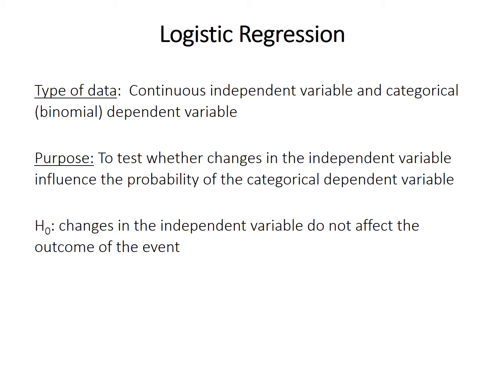It's designed when you have at least one continuous independent variable and a categorical dependent variable. And so the dependent variable must have only two levels in that category. So it's binomial or binary. Like other regression methods, the purpose of logistic regression is to test whether the independent variable, the continuous one, has a causal effect on the outcome of the dependent variable. And the null hypothesis is that there's no effect, so that changes in the independent variable do not change the probability of the outcome happening. Size does not affect the probability of extinction.